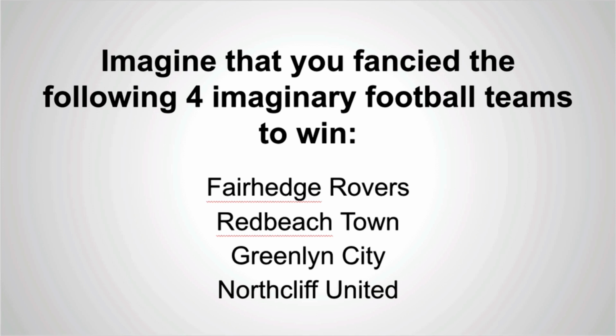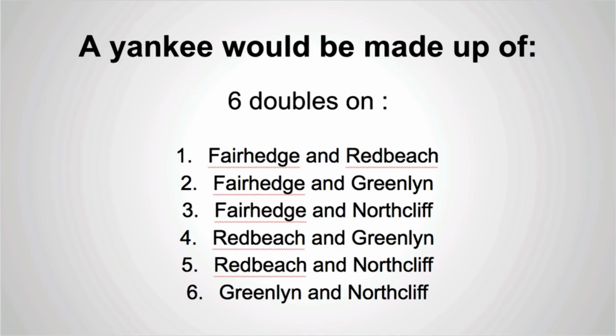For example, let's imagine that you fancied the following 4 imaginary football teams to win: Fairhedge Rovers, Red Beach Town, Green Lynn City and Northcliffe United. A Yankee would be made up of the following: 6 doubles on Fairhedge and Red Beach, Fairhedge and Green Lynn, Fairhedge and Northcliffe, Red Beach and Green Lynn, Red Beach and Northcliffe, and Green Lynn and Northcliffe.